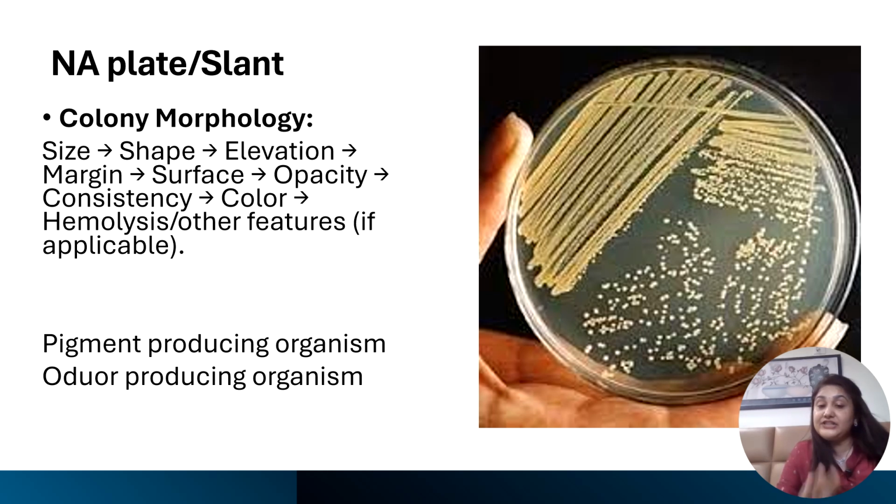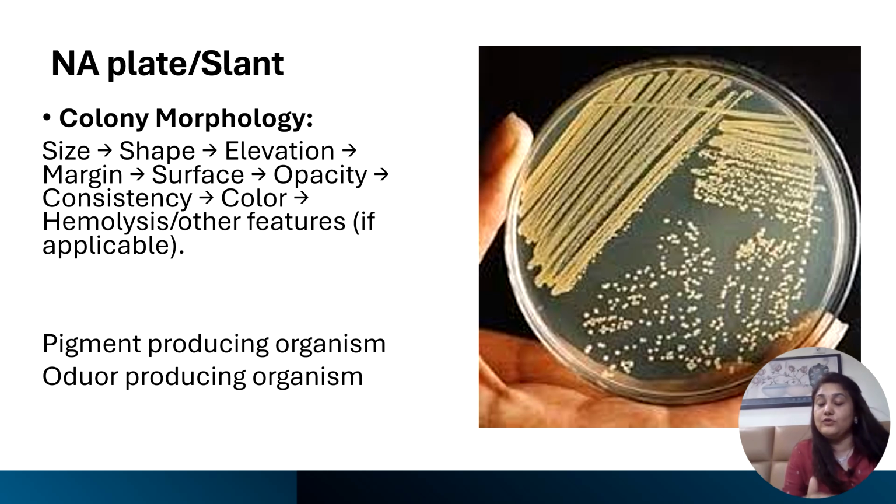You have to always check for pigment production, whether it is diffusible or non-diffusible, and the odor of that particular organism. These are the various things that one has to remember when describing a colony morphology. Don't only mention it is a small colony that is golden yellow, suggestive of Staphylococcus aureus. Don't jump directly to this.